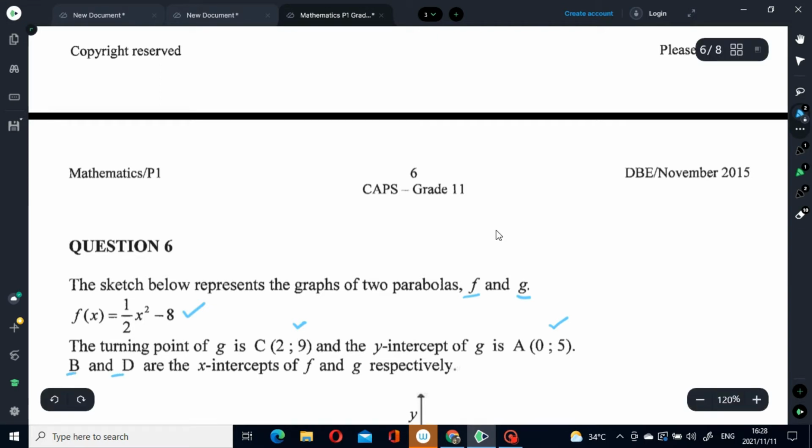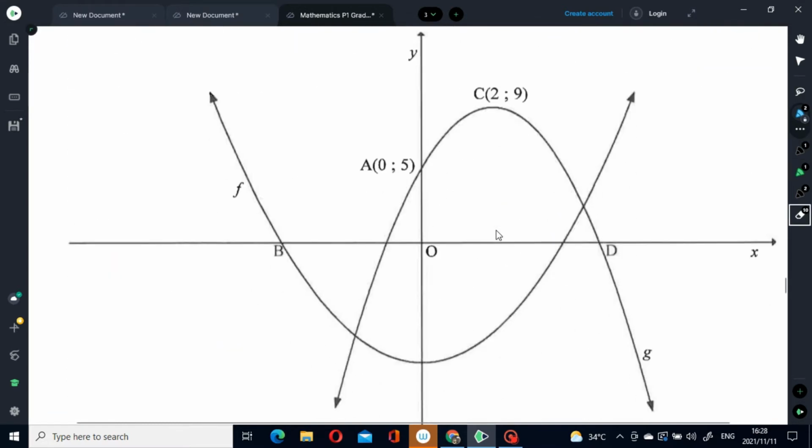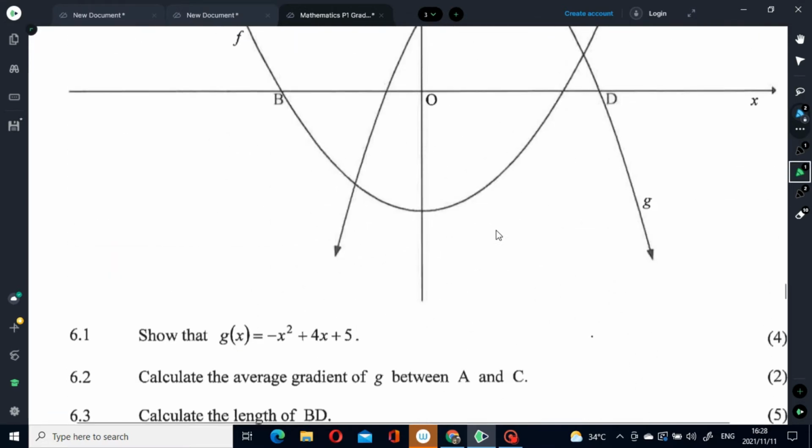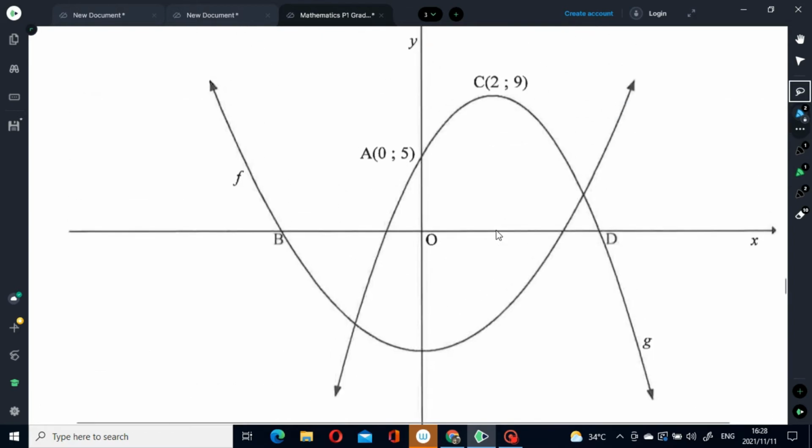B and D are the x-intercepts of f and g respectively. Right. So those are what the graphs look like. Let's go to number 6.1. It says prove or show that g of x is equal to negative x squared plus 4x plus 5. Let's see what information we have on the graph.